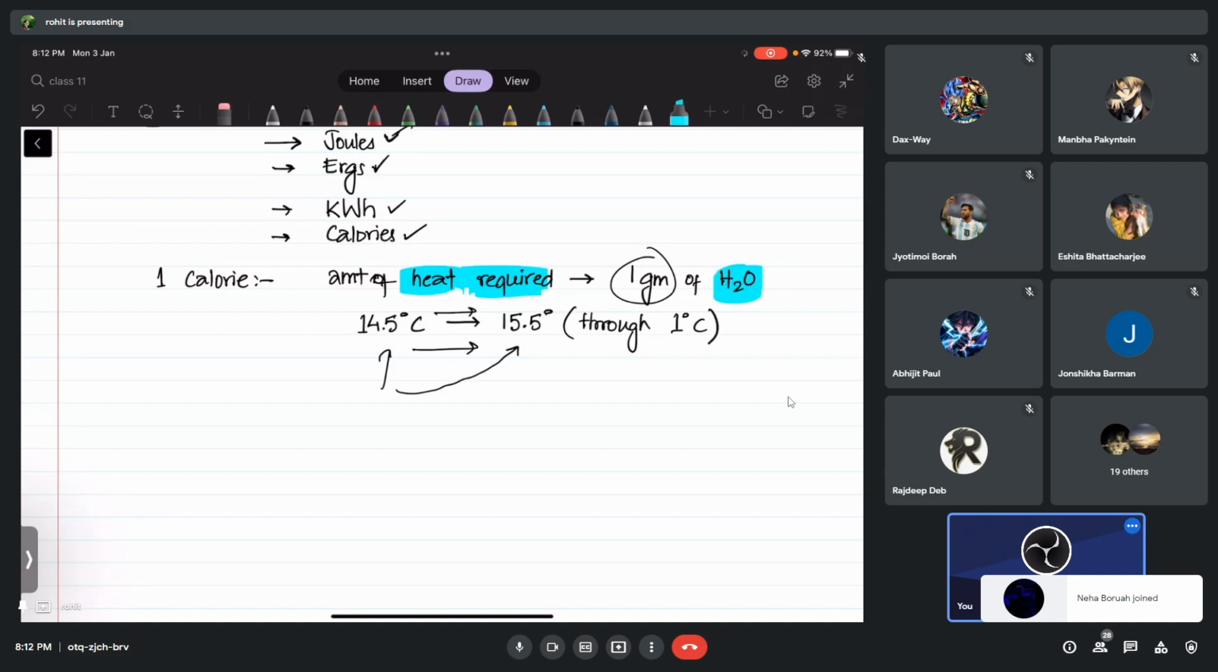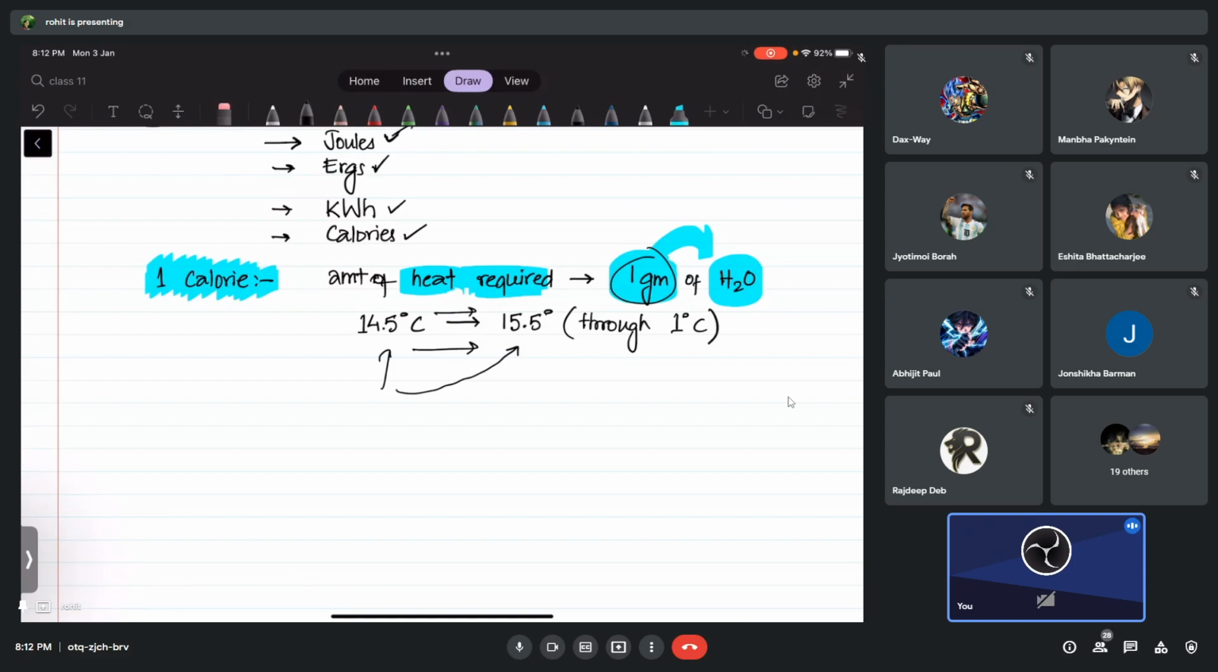Water has to absorb heat. One gram of water has to absorb how much heat energy? Whatever amount of heat energy it has to absorb, we are going to call it one calorie. Can you understand?